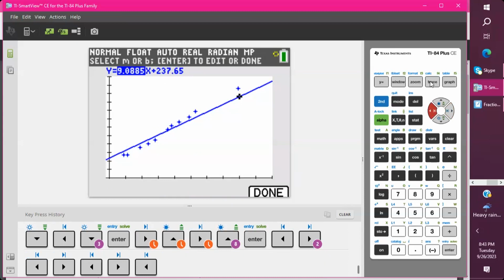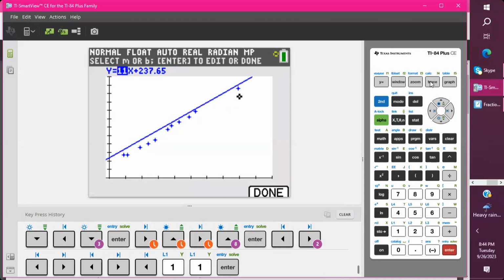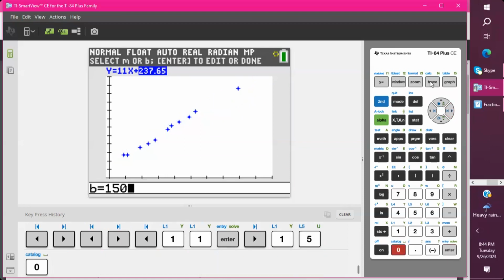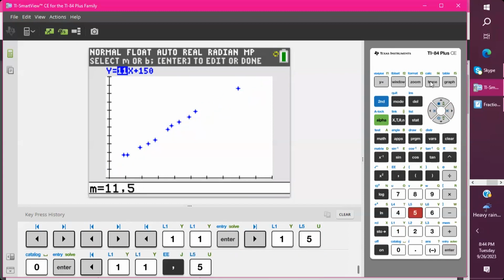So when the box is around the number, I can type in a value. I can type in something like 11 and hit enter, and it will change my line for me. Well, that makes it look a little better, but my y-intercept looks pretty high. What if I change my y-intercept to something like 150? Because remember, we had a pretty big y scale on our range there. We were up to 1200. Okay? I'm getting a little closer. And my slope needs to be increased, maybe a little more. So what happens if I put in something like 11 and a half?